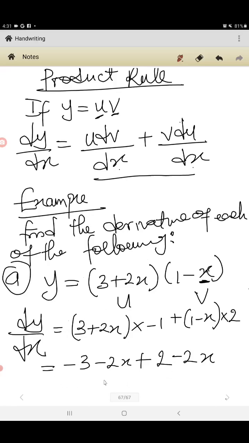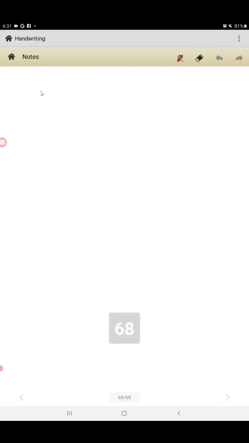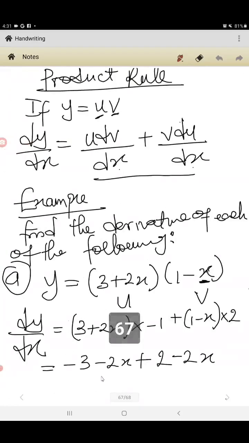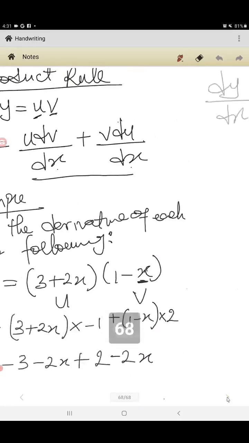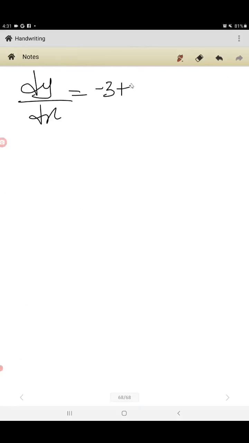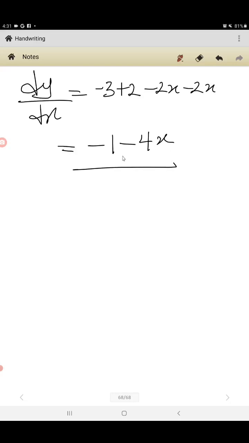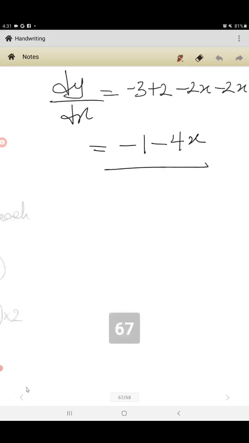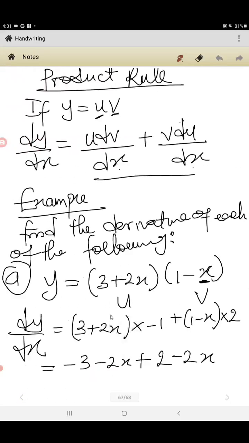So now let's collect the like terms. The derivative of y with respect to x is equal to minus 3 plus 2, minus 2x minus 2x, which will be minus 1 minus 4x. That is the final answer for that. So you apply this stage by stage. Just follow the procedure as I just explained. No matter the question in the product rule, you will solve it.